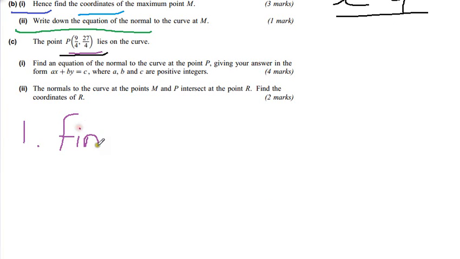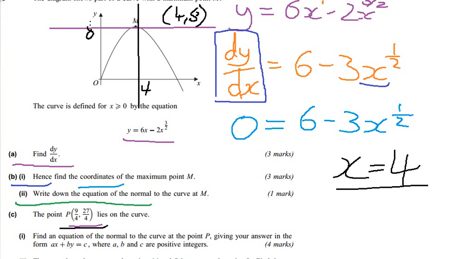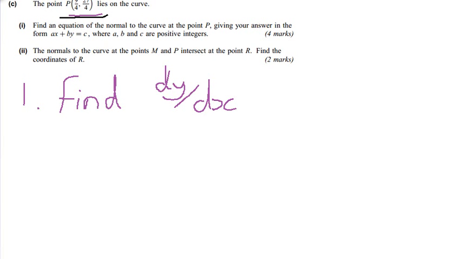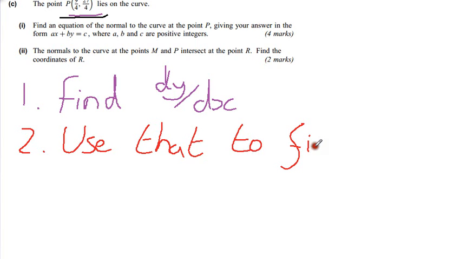So number 1, we have to find the gradient at that point. So find dy over dx. We want to know how steep the curve is at that particular point. So if we look at the graph, we want to know how steep it is. Then, number 2, we have to use that to find the gradient of the normal.